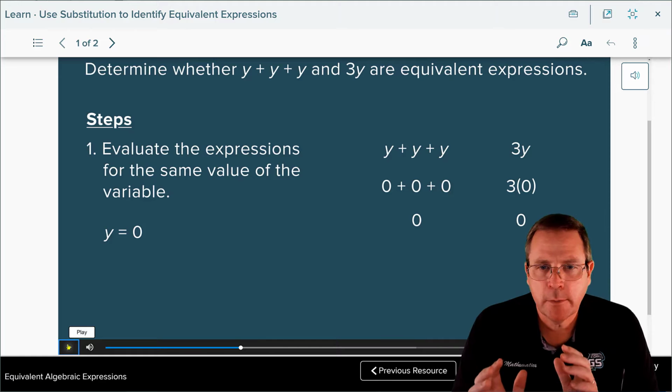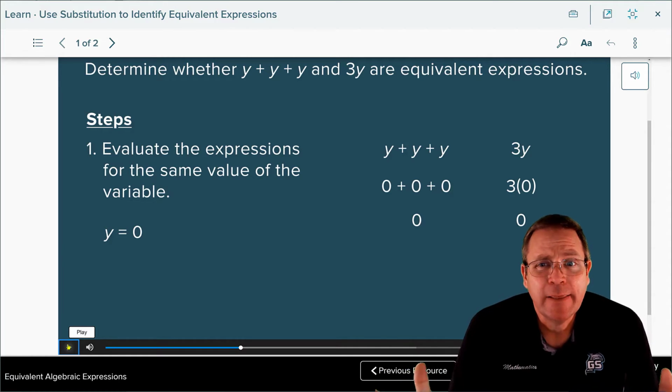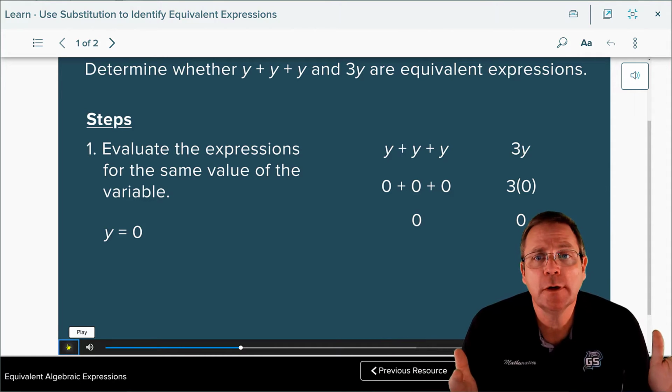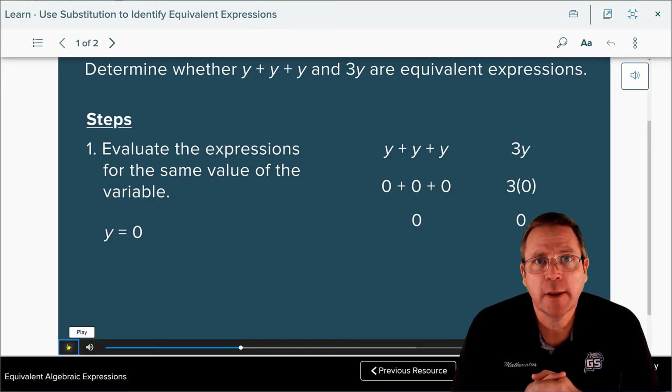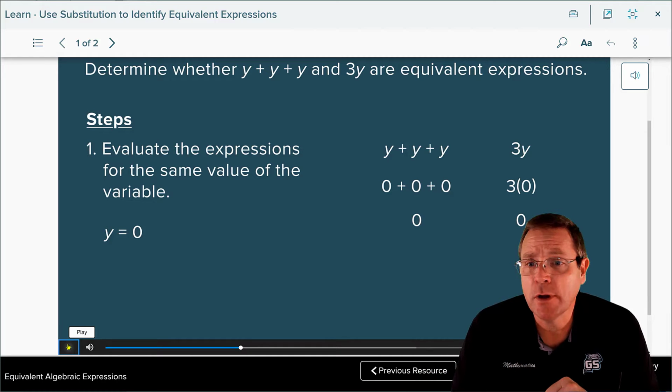Let me interrupt for just a minute to make sure everybody understands where that 0 came from. They just picked it. They picked a number that was easy to work with and substituted it in for y to see if they got the same answer on both parts of the problems, the y plus y plus y and the 3y. They just picked it, and you can just pick any number you want to substitute in.